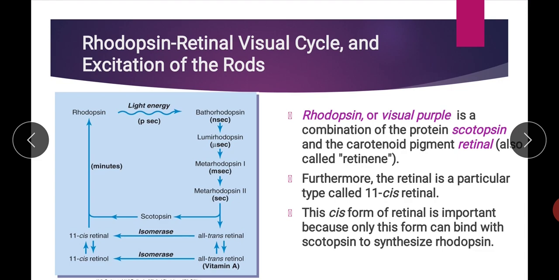When light rays strike the rods, they start a chemical process known as the retinal visual cycle, and at the end of this chemical process there will be excitation of the rod. So we are going to discuss now what happens when light photons strike the outer segment of the rod. Because of the striking of the photons of the light rays, decomposition of rhodopsin starts. The rhodopsin starts to decompose.